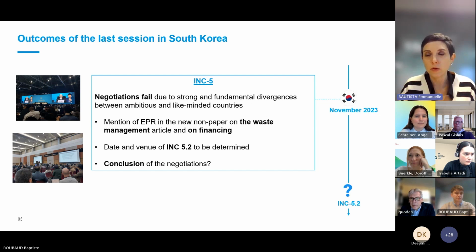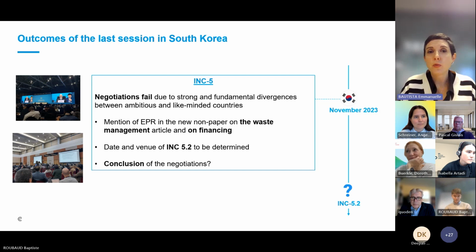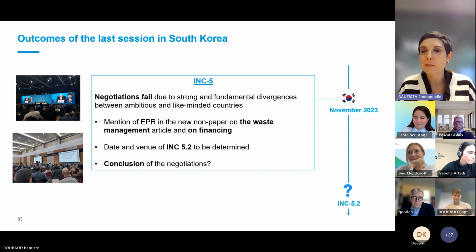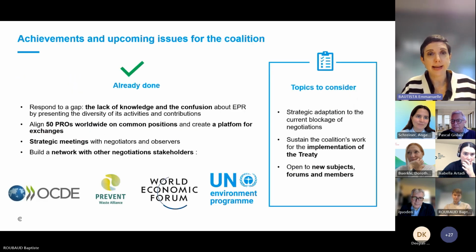So I will not go into details, just for you to have it in mind. But then it's of course a question how it will remain in the forthcoming discussion, because we have this new non-paper, but everything is now put into brackets, meaning everything could be again open, modified, or delayed. So let's see what we will have regarding EPR at the end.